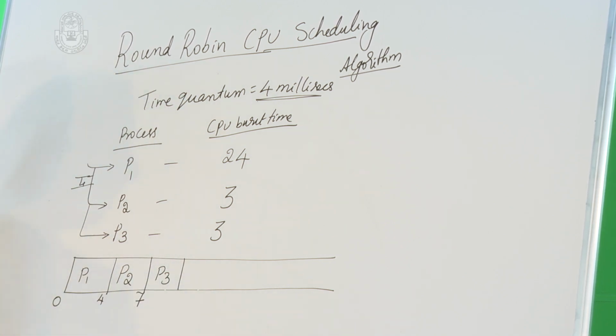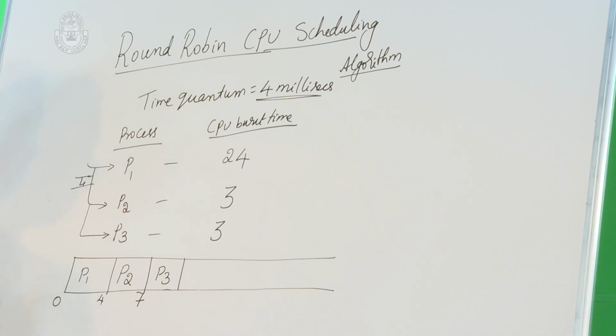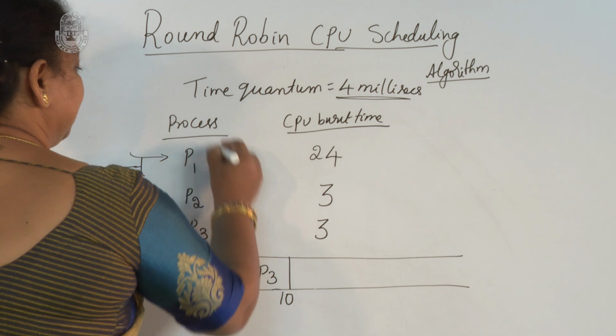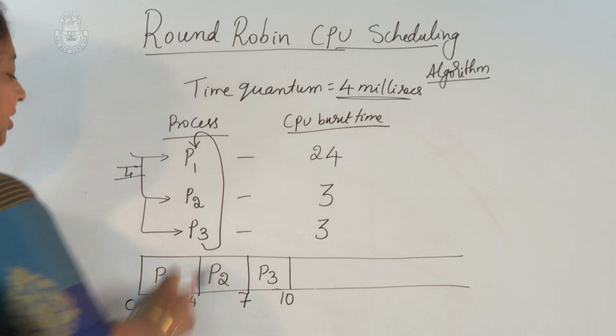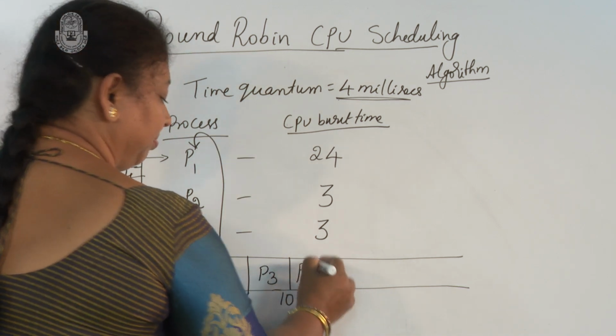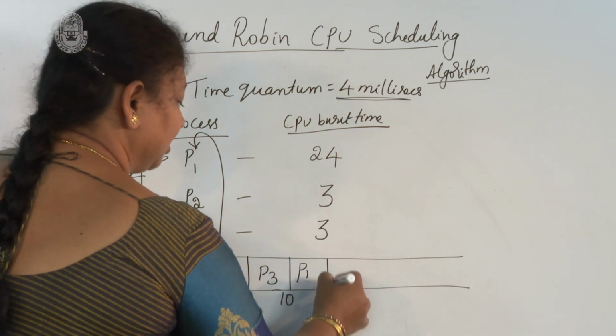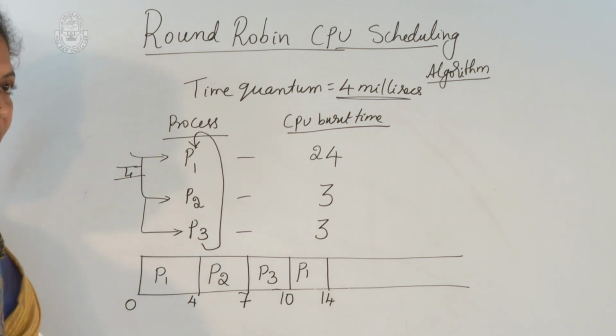Again, the time required by P3 is only 3 time units, which is less than the time quantum. So again it voluntarily releases the CPU. Next, it is treated as a circular queue. Our ready queue is a circular queue. So after completing P3, it will come back to P1 for next 4 time units. It will serve P1.